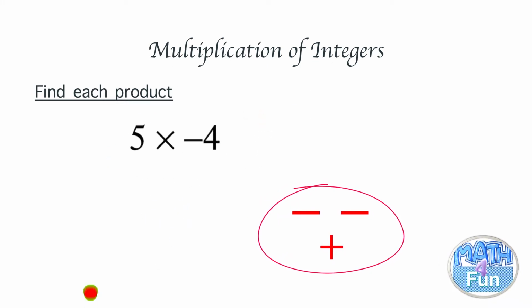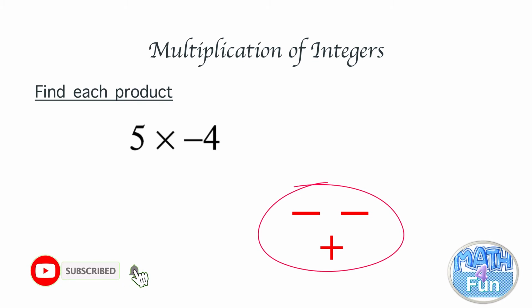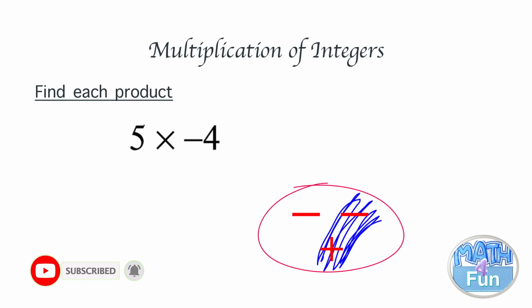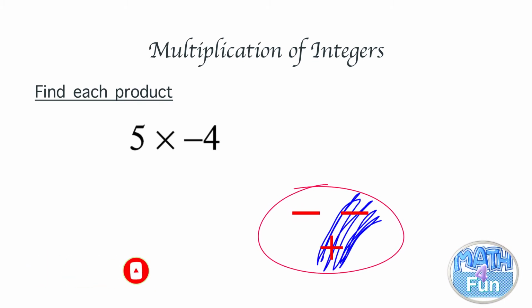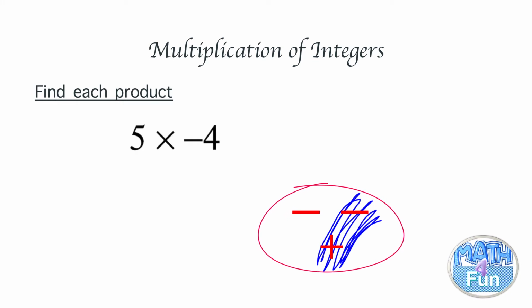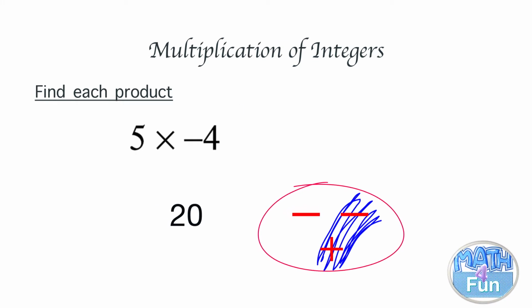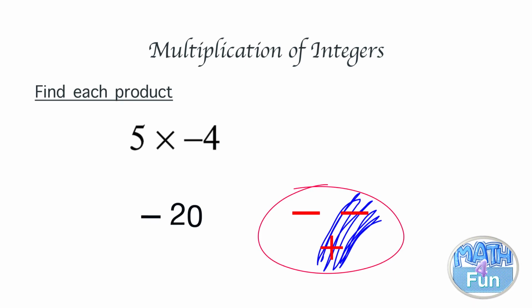Let's try another one. Here we have 5 times minus 4. So one is positive and one is negative. So cross one positive sign, cross one negative sign. You will be left with negative. And then 5 times 4 is 20. So the answer is minus 20.